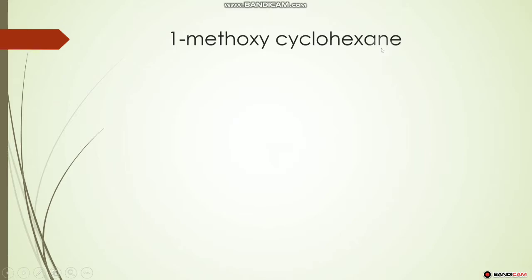In this example, let's try to draw 1-methoxycyclohexane. We need to identify first the parent chain. So we have here the hexane. When you see hexane, it has 6 carbons. And since it has a prefix of cyclo, it forms a ring. And for its oxygen substituent, we have 1-methoxy. So we have only 1 carbon attached to the first locant. So the drawing will be like this.